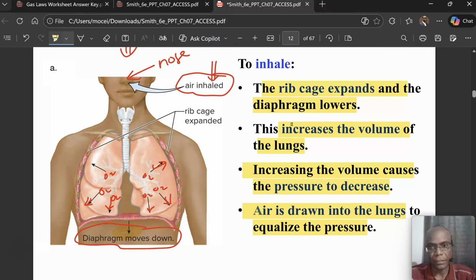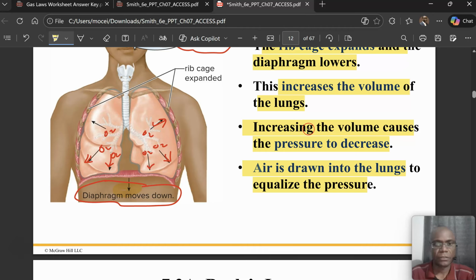Okay, so it helps us to breathe during inhalation. What you're seeing here is, firstly, the volume was increased, and that led to a decrease in pressure, so we don't feel pain when we are inhaling.